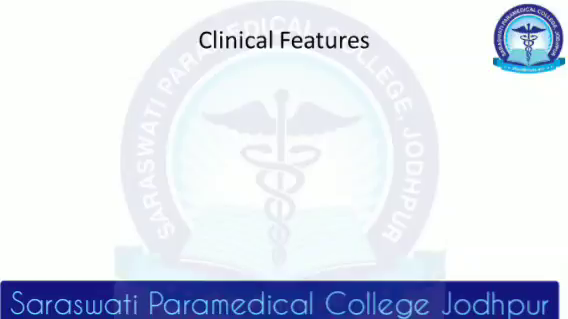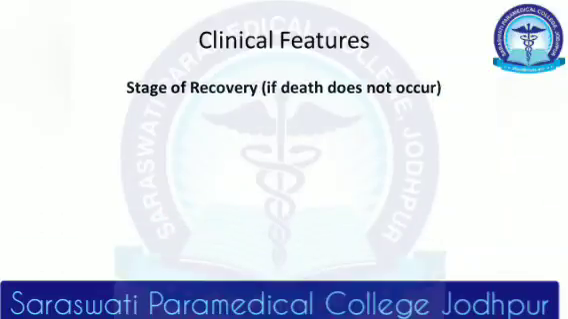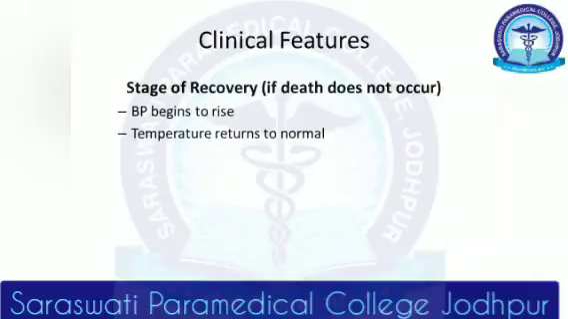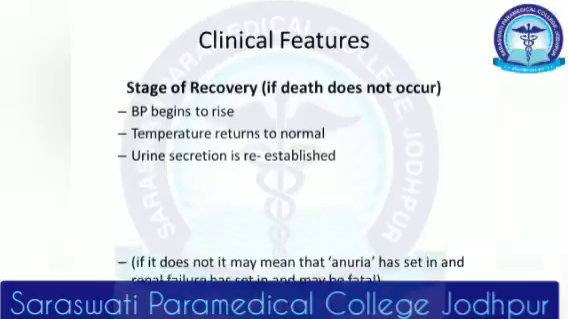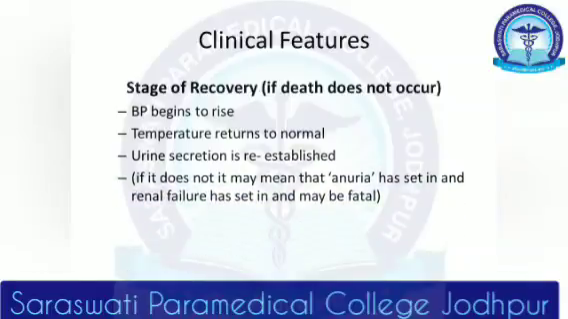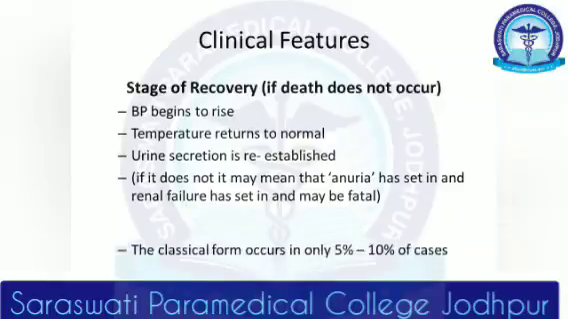Third stage is stage of recovery. If the person survives the stage of collapse, they begin to recover. Blood pressure begins to rise, temperature returns to normal, urine secretion is re-established. In some cases, if it is not re-established, it means the patient has gone into anuria and renal failure has set in, and needs to be managed as an emergency.